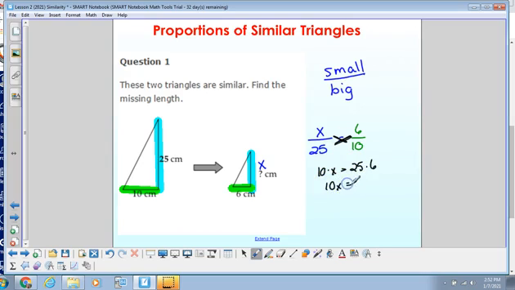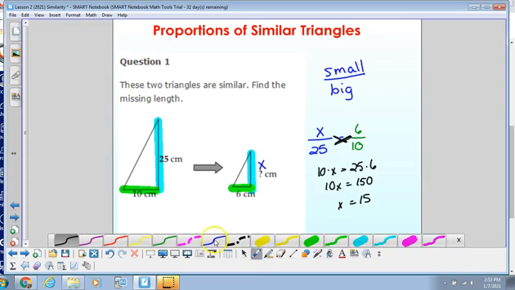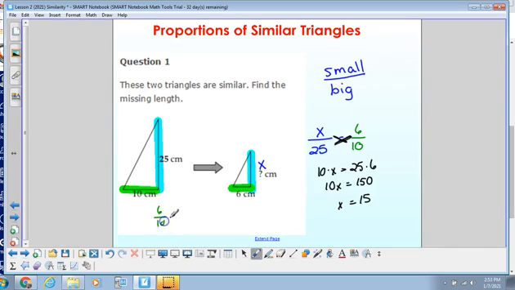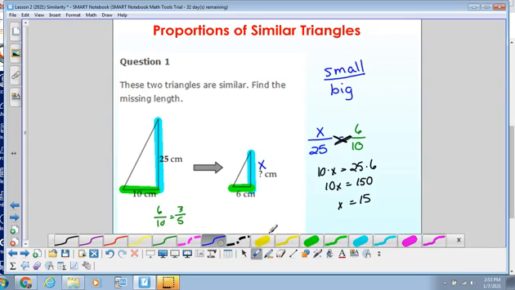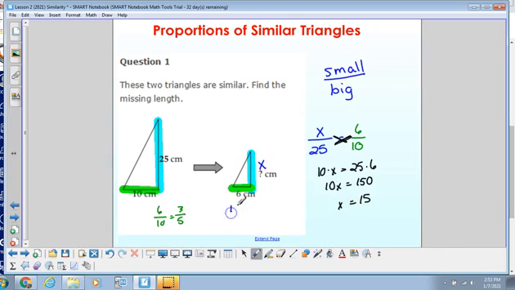Solving, we get 10x equals 150. And when we divide by 10, we get x equals 15. And we should stop and ask ourselves, does this make sense? Is this a reasonable answer? And yes, this is. If we were to write our scale factor here as 6 over 10, that reduces to 3/5, which is the same when we compare our blue parts, 15 over 25, that also reduces to 3/5, so they do have the same ratio.